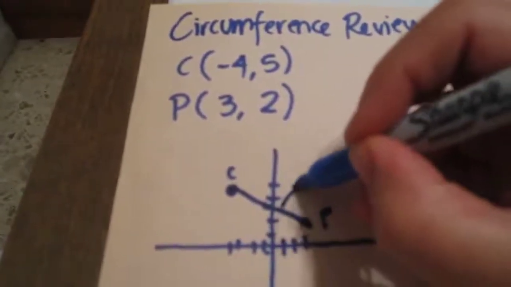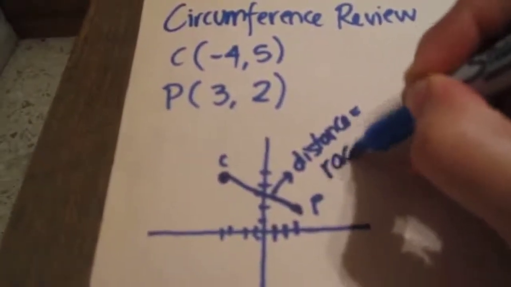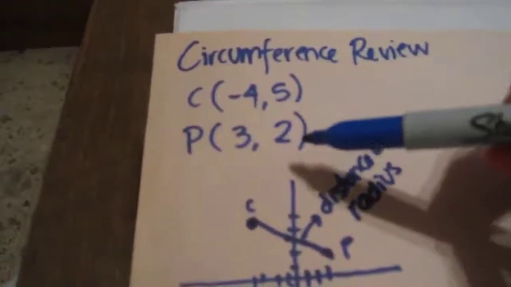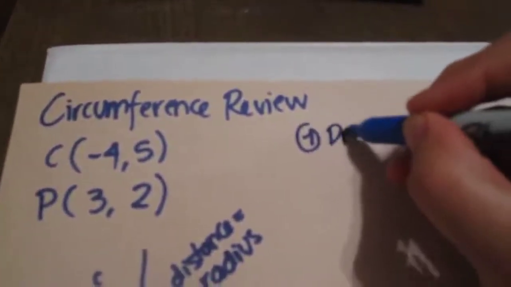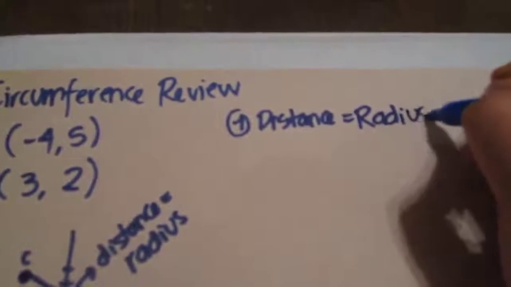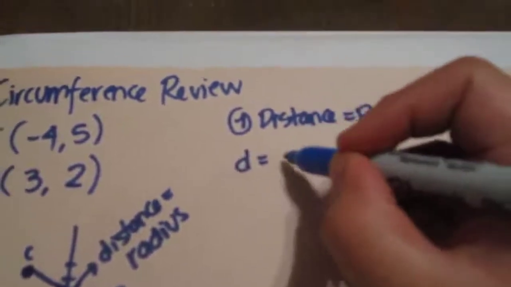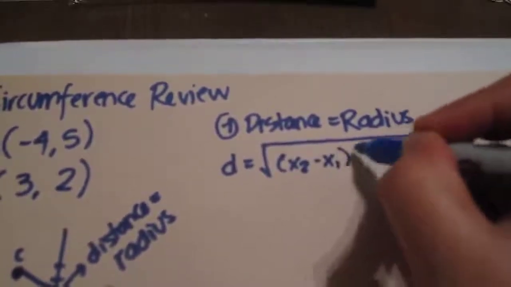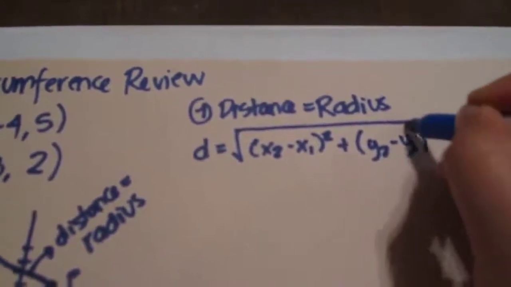So I have this line and this line. I know how to get the distance, and the distance is going to be equal to the radius. So what is the first thing you have to do when they give you the center and a point that passes through the circumference? First of all, find the distance. And remember, the distance is going to be equal to the radius. So, the distance formula is d equals the square root of (x2 minus x1) squared plus (y2 minus y1) squared.